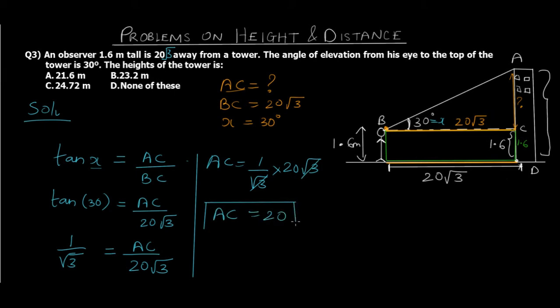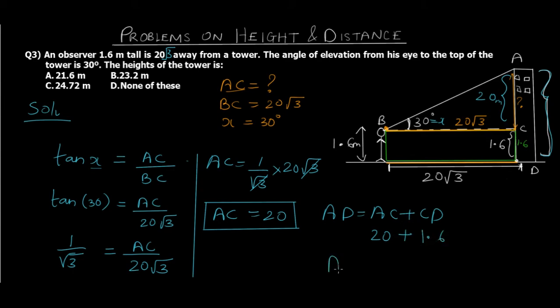So we got our answer, but this is not exactly our final answer. What we got is just this value, which is 20 meters. But what they are asking is this entire value, that is AD. So AD is equal to AC plus CD. Now we just found out AC, which is 20, plus CD we already know, which is 1.6. So the ultimate final answer AD is going to be 21.6. So this is our final answer and not AC, which is 20. Don't get confused, because diagrammatically we've represented this and it will help you not get confused by the question. So option A is our answer.